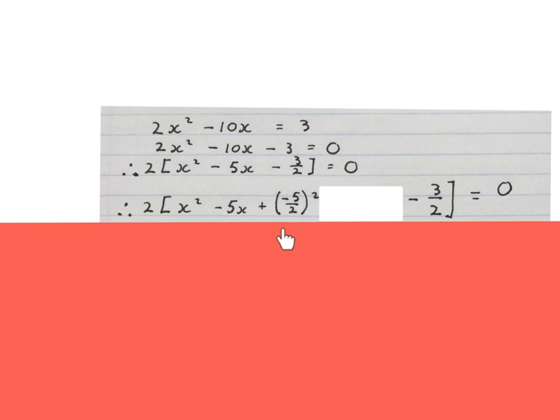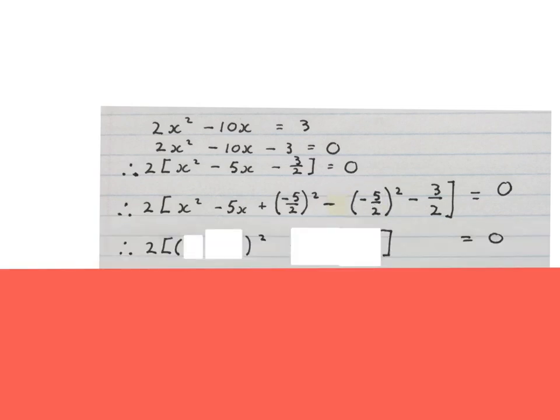Because you brought something new into this expression or equation, you have to take it out again. So we minus the same thing. You bring your 2 down, you bring the square brackets down, you bring in a new set of round brackets with a square on the outside.